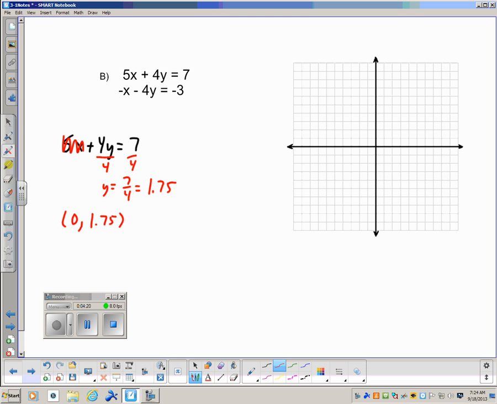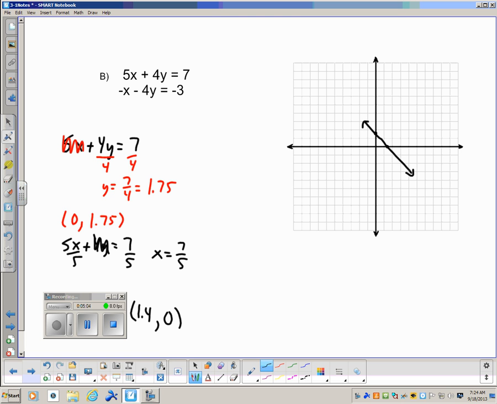And then I'm going to try the other one, to go the other way. I've got 5x plus 4y equals 7. This time I'm going to cover up the y, so the y is going to be my 0. I'm going to divide by 5, and I end up getting x equals 7/5, which if you divide that out, ends up being 1.4. So let's graph those out. We've got 0, 1.75, and we've got 1.4, 0. So I'm going to connect those.